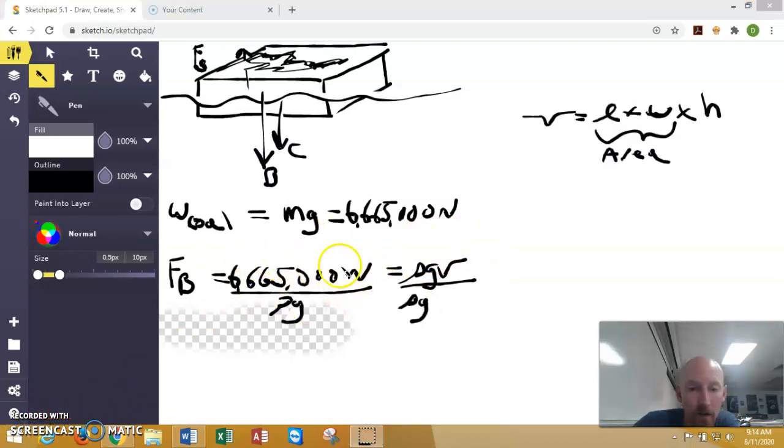So if I take this number, this weight, and divide by rho g, what I'm left with is volume. So I can take this, divide by rho g, which I know those things, and now I know volume. Volume is length times width times height. And length times width is the area, which I know. So I can solve for height, which is the answer I need.